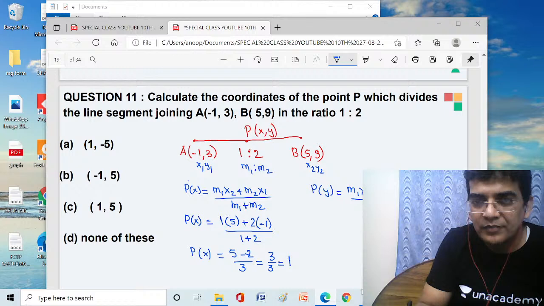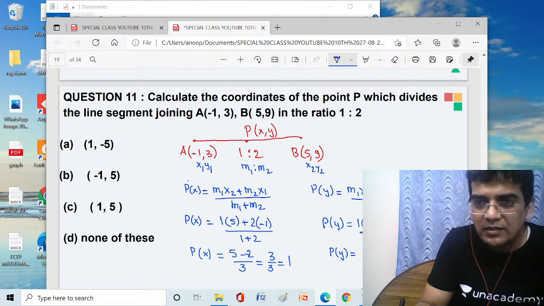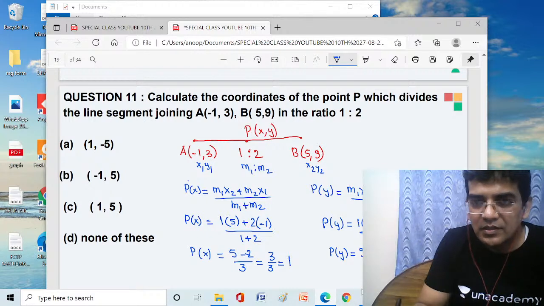m1 into y2. So m1 is 1, y2 is 9, plus m2 y1. So m2 is 2 into y1. So you can see y1 is 3, upon m1 plus m2. So this y coordinate will give me 9 plus 6 upon 3, that is 15 upon 3, that will make it 5. So x coordinate I have got 1, y coordinate I have got 5.